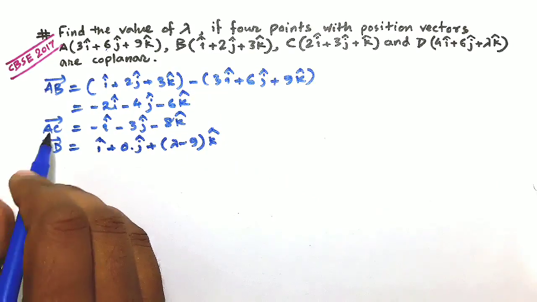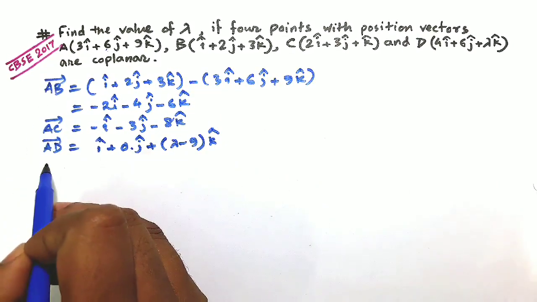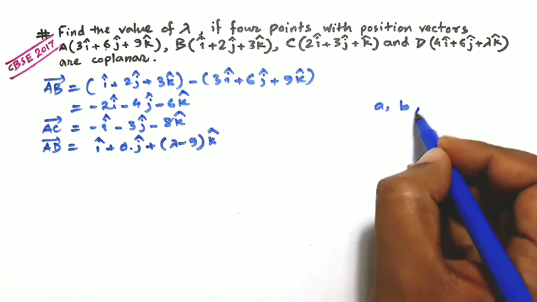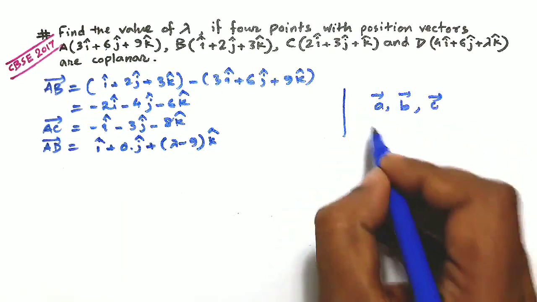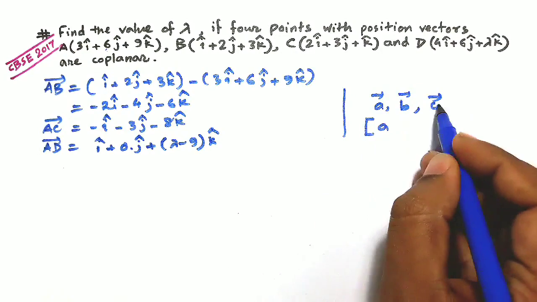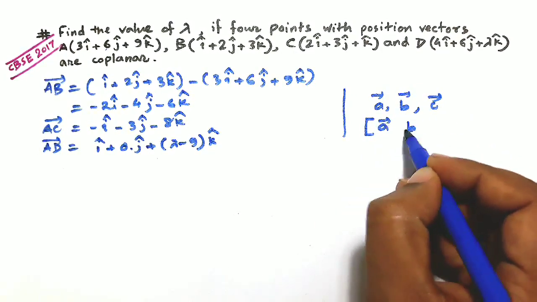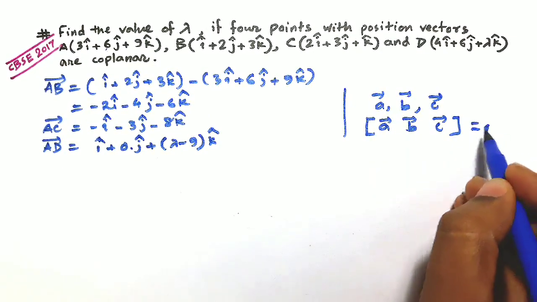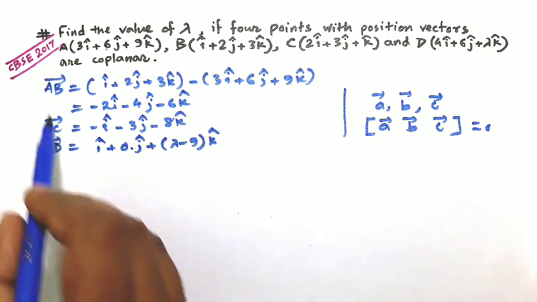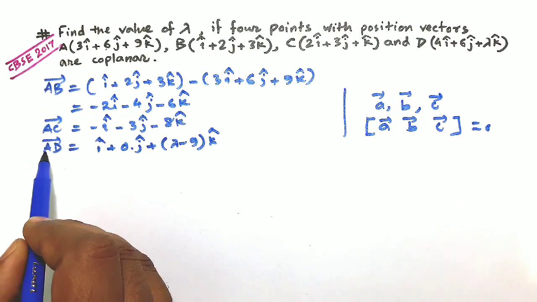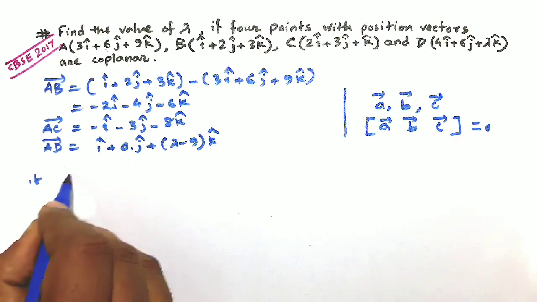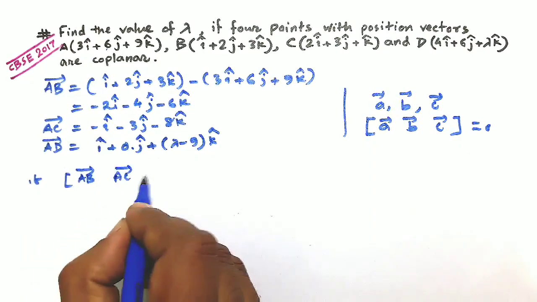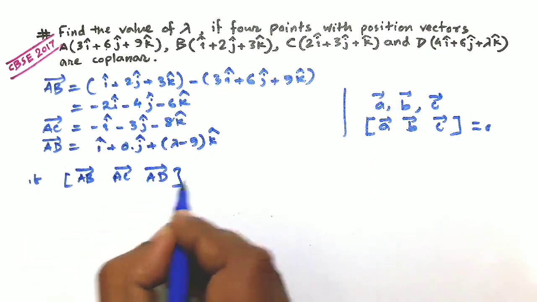Now one thing is very important: 3 vectors are coplanar. Suppose a vector, b vector and c vector are coplanar, then obviously you know this formula that the scalar triple product of those vectors is equal to 0. That means square bracket abc is equal to 0. So the vectors AB, AC and AD are coplanar if the scalar triple product of AB vector, AC vector, AD vector is equal to 0.